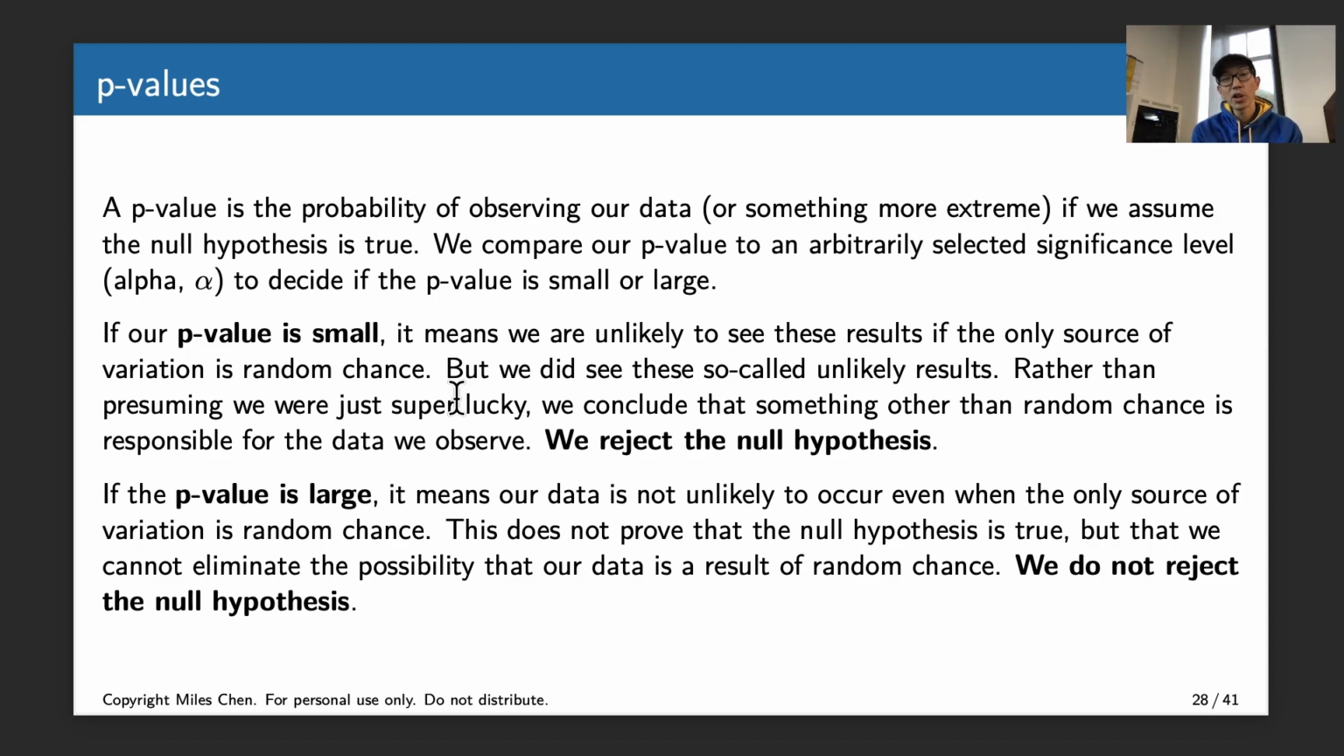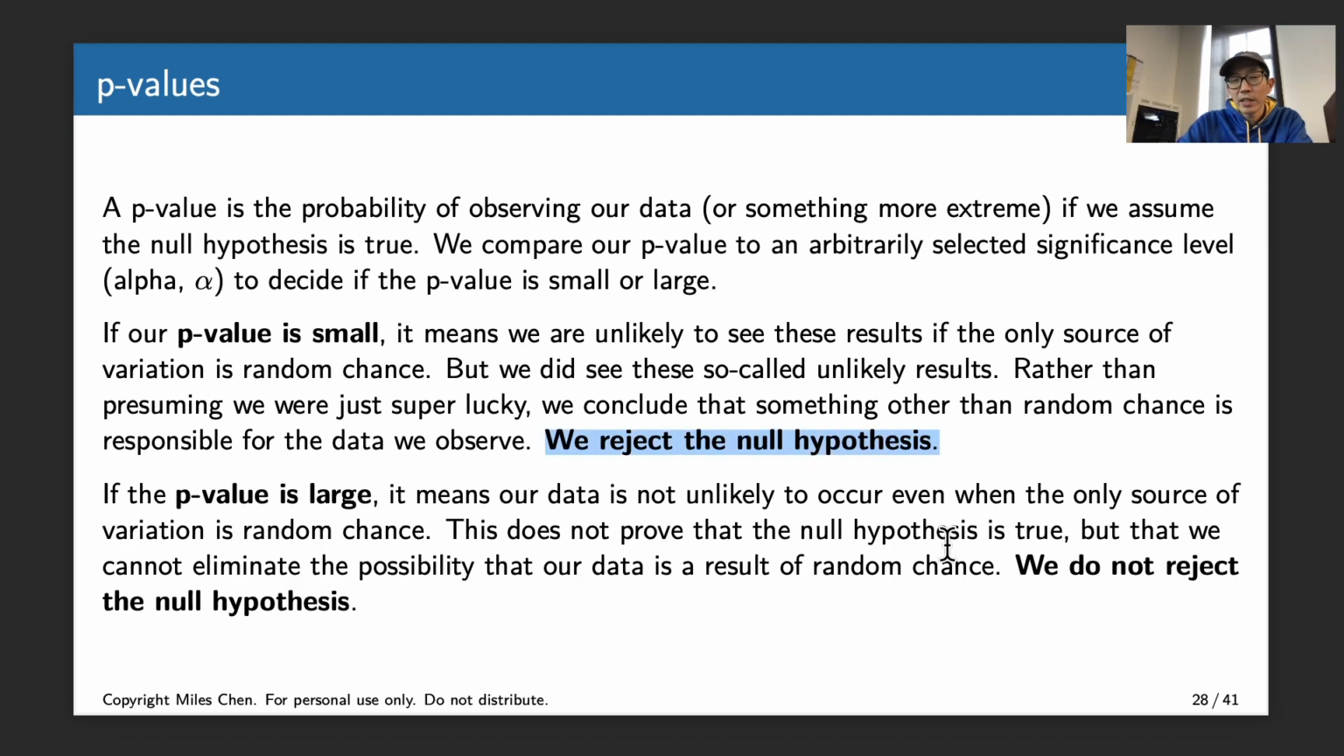If the p-value is large, on the other hand, it says the data that you have isn't that unusual, and even if it doesn't align exactly with the null hypothesis, it's very possible that our data is produced by randomness. And so in that case, you'd say, I don't have enough evidence to reject the null hypothesis, and you do not reject the null.